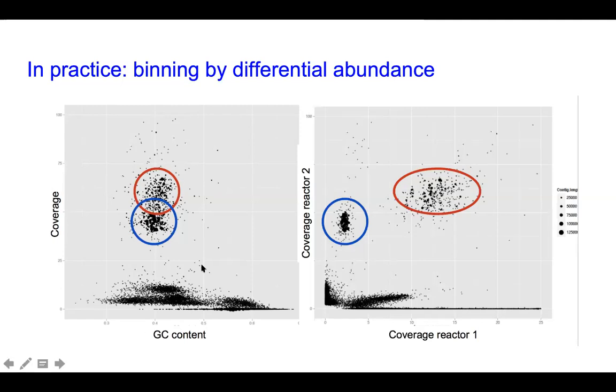What we see here is that the y-axis in both plots is the same, but the x-axis now has the coverage in one reactor instead of the GC content. And we see that the two abundant organisms separate out by their coverage across two reactors. What is also of note in this plot is that over here in the right plot, at the top, just above the blue circle, we see a cloud of small dots that has higher coverage than the red genome, but clearly belongs to the blue genome.